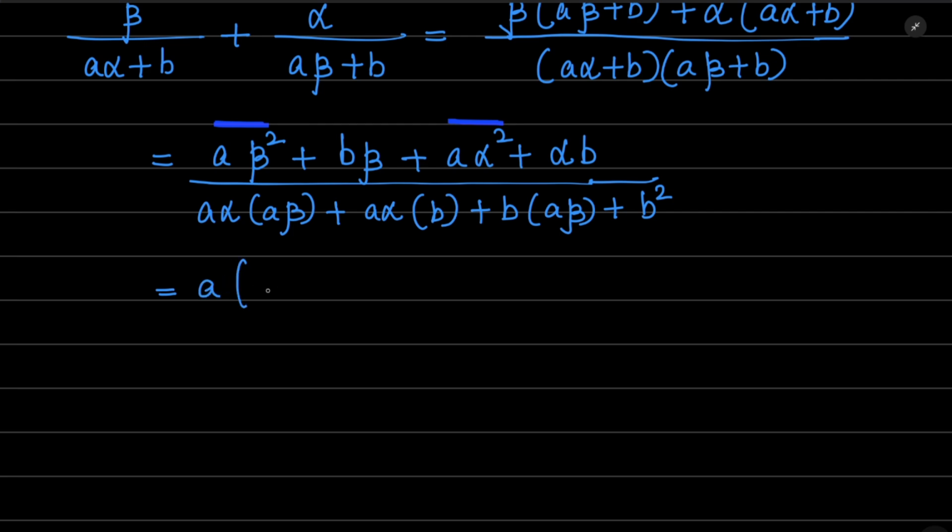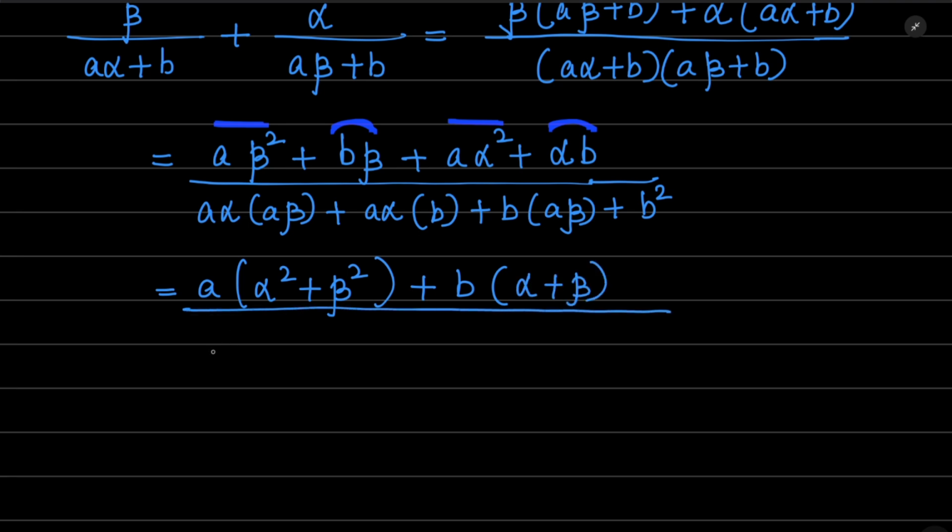Okay, so a common, what will remain is alpha square plus beta square. And then in these two terms, b beta and b alpha, you can take b common out. So plus b, and then what remains is alpha plus beta, whole divided by, multiply each term. So you get a square alpha beta plus ab alpha plus ab beta plus b square.